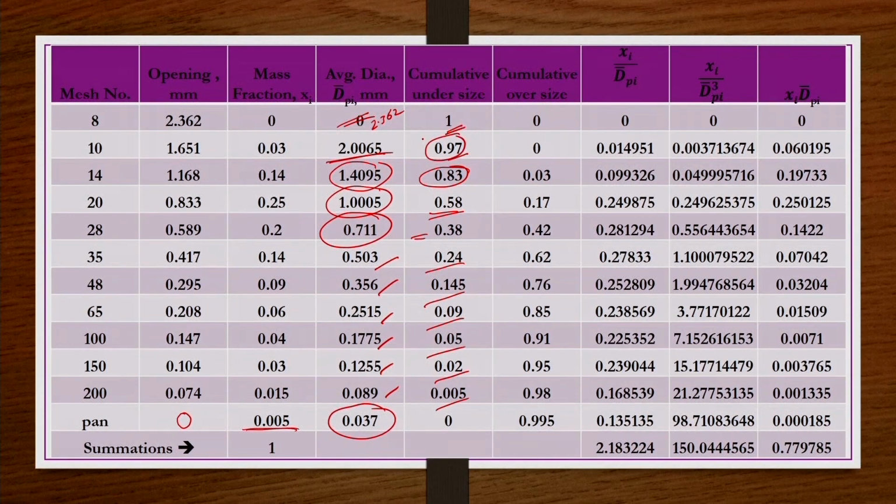Now we take the cumulative oversize. For the first row, Dp is 2.362. What is the fraction of material whose size is more than 2.362? Is there anything? There is nothing, because the maximum screen opening is 2.362.